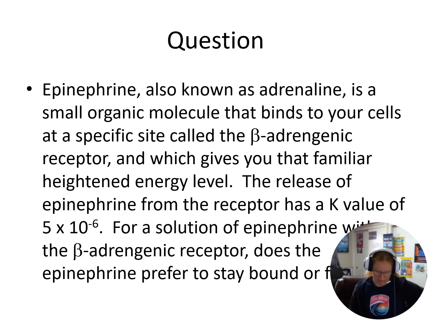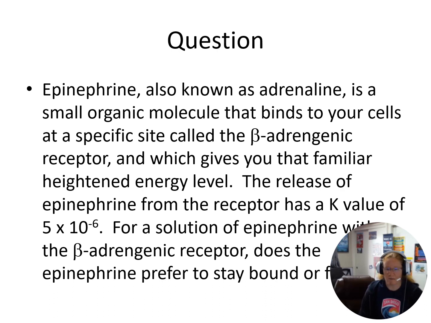So here's a question. We've got this receptor, and we've got this molecule, epinephrine. It binds to this beta adrenergic receptor. That's where you get that heightened energy level. Release of epinephrine from the receptor has a K value of 5 times 10 to the negative 6th. I've got a solution of epinephrine with that beta adrenergic receptor. Do we prefer to stay bound or free?